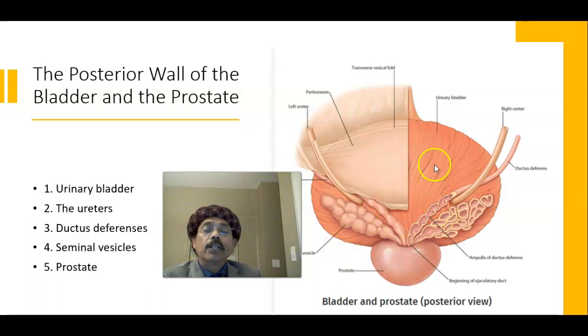So we have the urinary bladder, the ureter, that is crossed by the ductus deferens, the seminal vesicle, and the formation of the ejaculatory duct. And this is the prostate: the apex of the prostate, the posterior lobe of the prostate, and this is the base of the prostate.